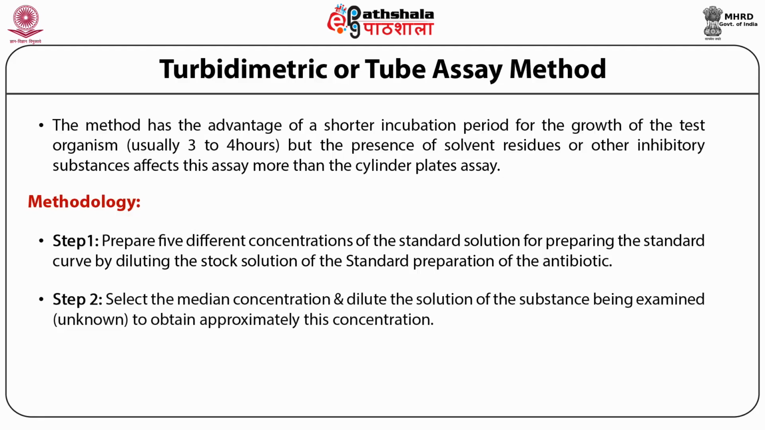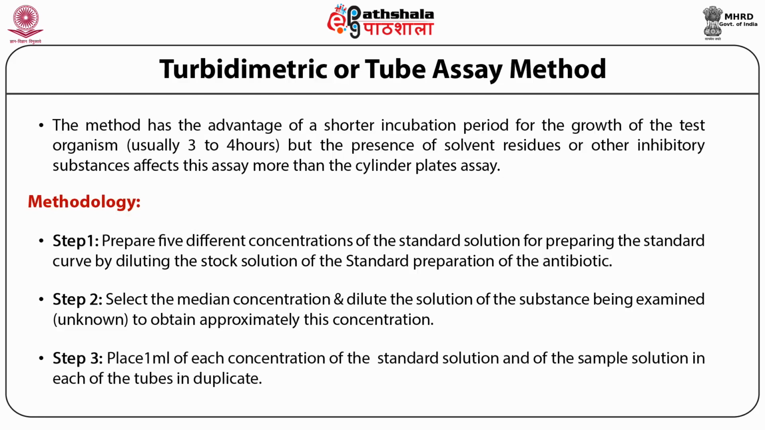After preparation of the standard solutions, select the median concentration and dilute the solutions of substance being examined, that is unknown substance, to obtain approximately this concentration. Step 3. Place 1 ml of each concentration of the standard solutions and of the sample solutions in each of the test tube in duplicate.